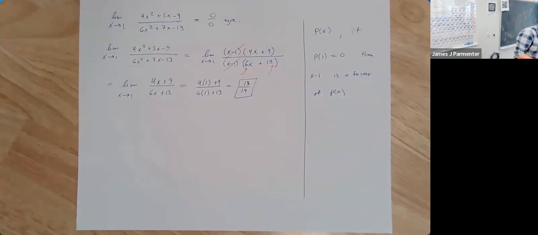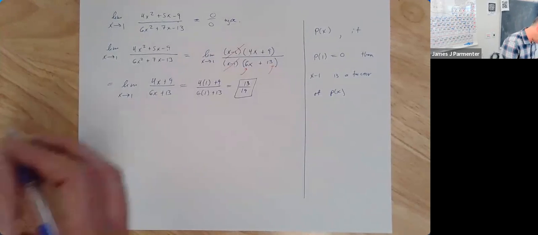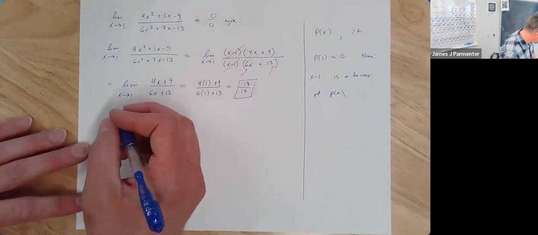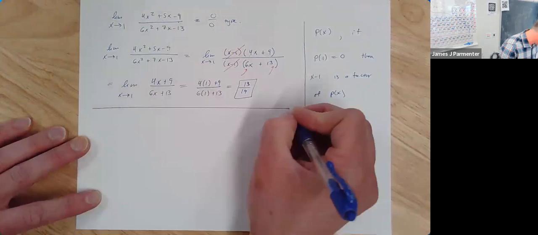Okay. Let me give you all one. I'm gonna have you try one. I'm a liar. I'm not gonna have you try one right now. I'm gonna move on because I want to show you all the things.